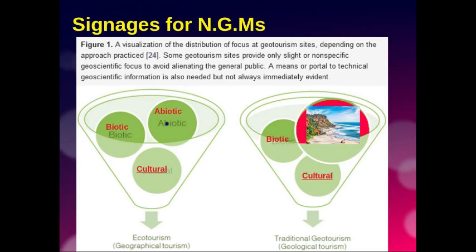Signages for NGMs. Both the funnels you see on the screen, the left one is ecotourism. They contain the same ingredients: abiotic, biotic, and cultural. Three balls. But to the right, you find one of them bigger, the geological heritage or geoheritage.